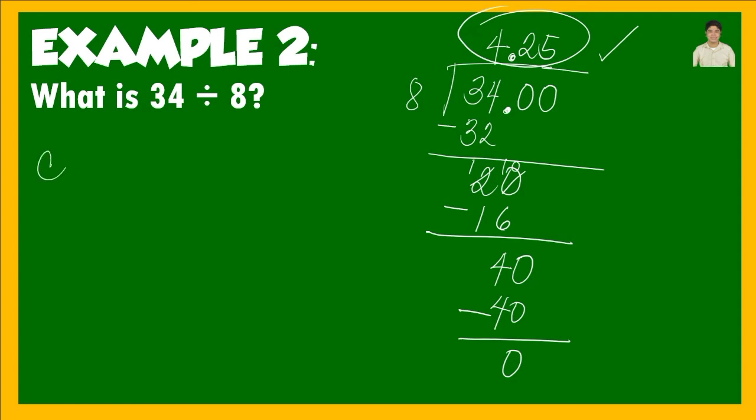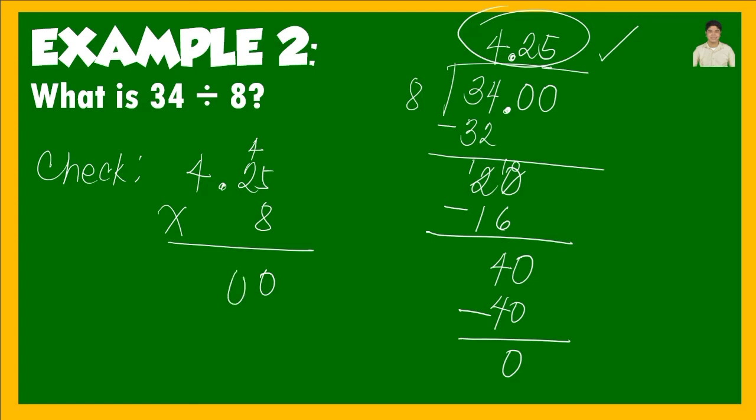So, to check, so 4 and 25 hundredths multiplied by 8. 5 times 8, 40. So, 0, carry 4. 2 times 8, 16 plus 4, 20. So, we'll write 0 and then carry 2. 4 times 8, that is 32. Plus 2, 34. And then, bilangin natin yung decimal places dito sa ating mga factors.